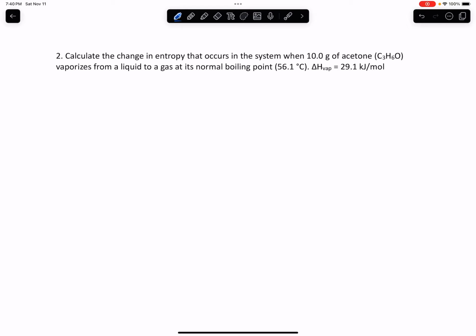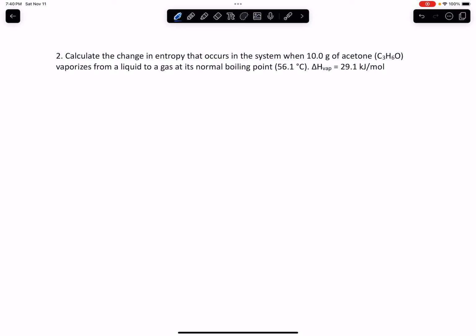Hello, this is Valentine from Simplistic, and in this problem we're going to calculate the change in entropy that occurs in the system when you have 10 grams of acetone vaporizing from a liquid to a gas at its normal boiling point, which is 56.1 degrees Celsius, and the heat of vaporization is given to you as 29.1 kilojoules per mole.